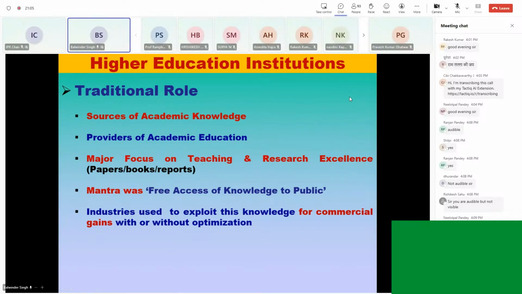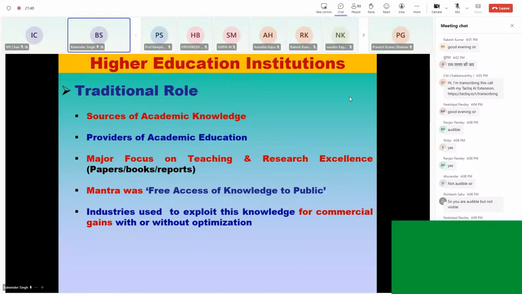Today we will discuss the role of IPRs or IP protection in academic, especially higher education institutions. If we talk about our traditional role, especially in India, higher academic institutions are known as the sources of academic knowledge and providers of education. Our Indian Sanskriti also supports free access of knowledge to all: gyan toh bantne ke liye hai. This was the mantra in Indian philosophy regarding our educational institutions.